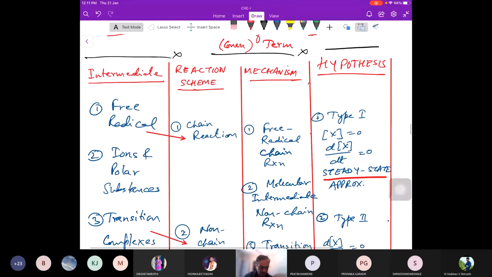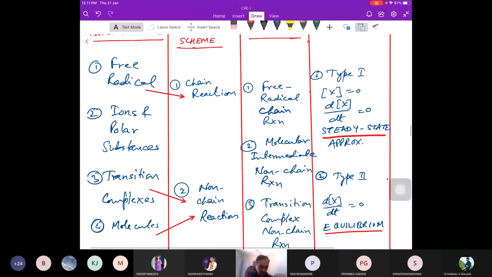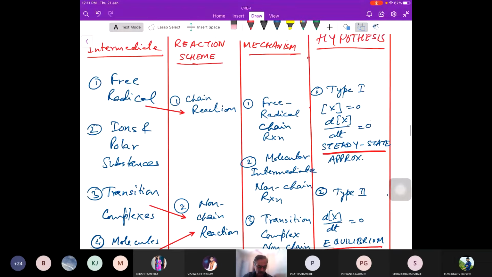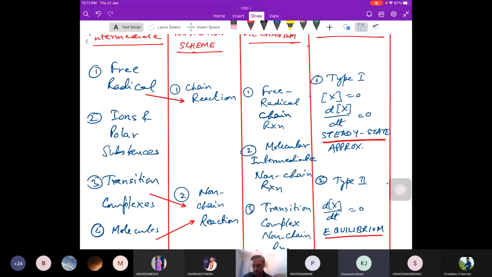So we have looked at intermediate, we have looked at reaction scheme, the mechanism, and then hypothesis. There are 4 steps involved in any mechanism derivation. So first we assume some intermediate, whether it is free radical, ions, transition complex, or molecules. Then we assume a reaction scheme, chain reaction or non-chain reaction. Generally, free radical goes with chain reaction, transition complex and molecule go with non-chain reaction. It's a general trend or observation.